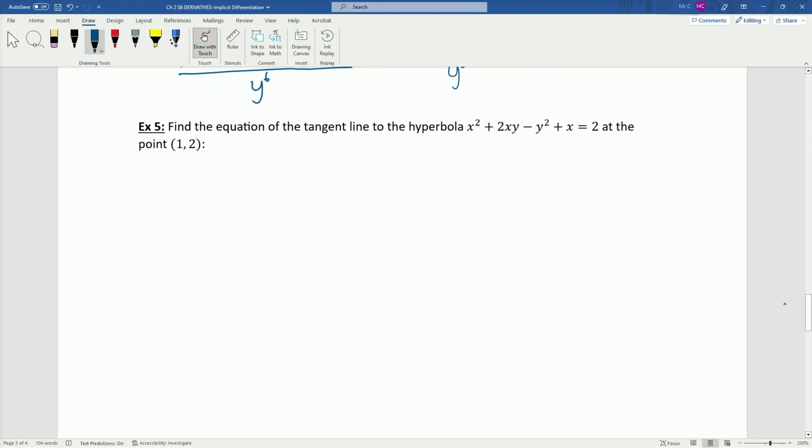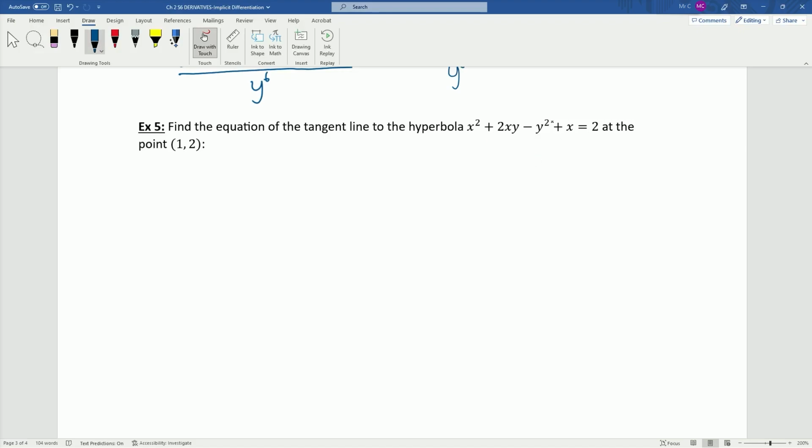So here we're going to find the equation of a tangent line to this hyperbola at the point (1, 2). So remember a hyperbola, it sort of looks like a parabola, but there's a symmetric side to it. And it could be facing vertically, or a hyperbola could be facing horizontally, right? Now we're not going to manipulate this equation into a form where we could determine the shape of the hyperbola. We're just going to dive right in and do the implicit differentiation part.